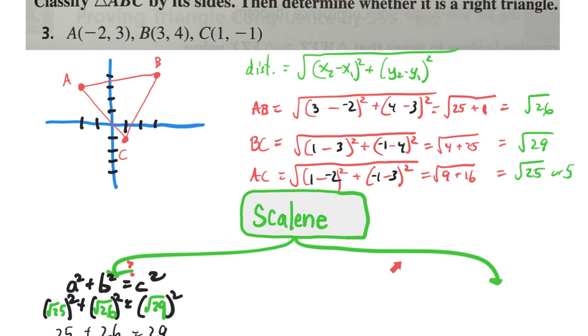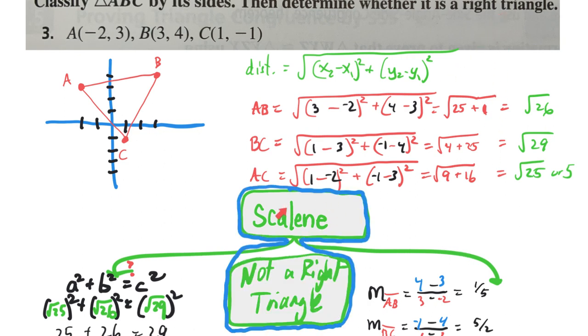But here's another way of answering the question, is it a right triangle? That would be to find the slope of each of these sides, because we know perpendicular slopes are opposite reciprocals of each other. So here's the slope of all the sides, and none of them are opposite reciprocals. So that's another way to answer the question, is it a right triangle?